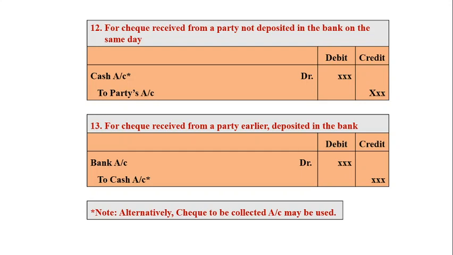13. For check received from a party earlier deposited in the bank now. So here accounts involved are bank account. That check we have already dealt with as cash, therefore cash is the other account. Now the bank receives, so bank is debited, cash goes out of the business, namely the check, and therefore the journal entry is bank account debtor to cash account. So here also, if we have already used check to be collected account, then instead of cash we can use check to be collected account.